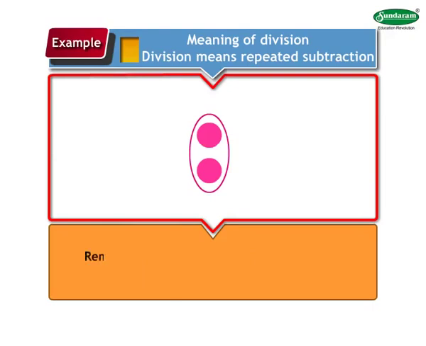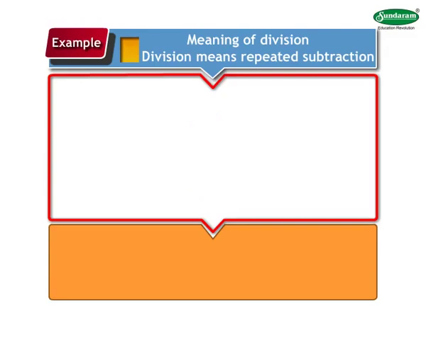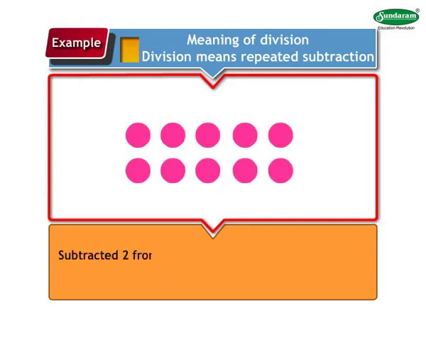Thus, when we remove a group of 2 objects at a time from a group of 10, we get 5 such groups of 2 each. Here, what we have done is, we have subtracted 2 from 10 5 times.